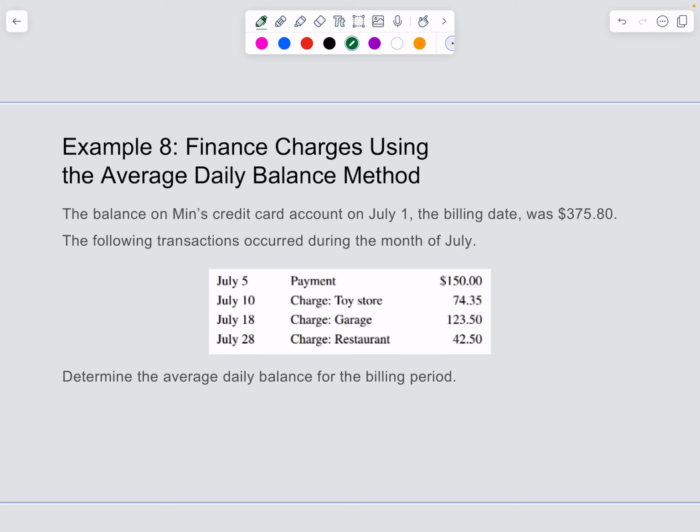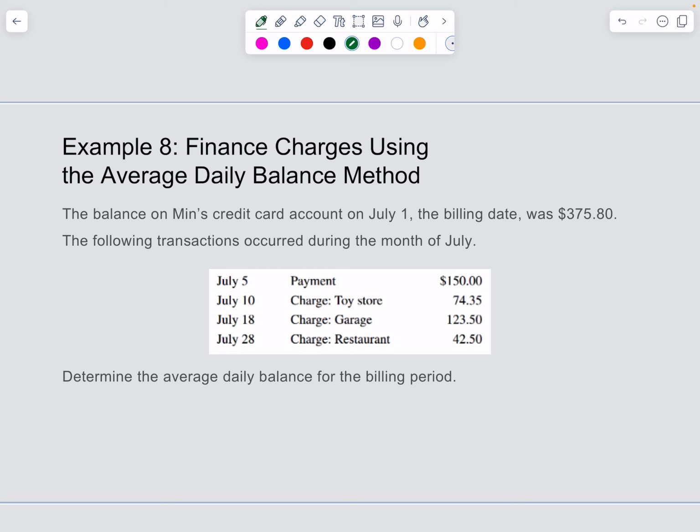Okay, let's look at an example of the average daily balance method. The balance on Min's credit card account on July 1, the billing date, was $375.80. The following transactions occurred in July. So on July 5th, she made a payment. Good, $150. On July 10th, went to the toy store. On July 18th, did a charge for the garage, must have needed something fixed. And July 28th, went to go eat.